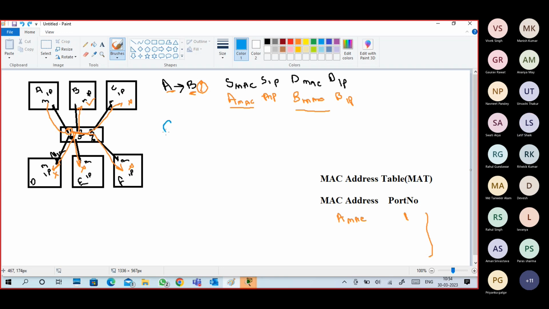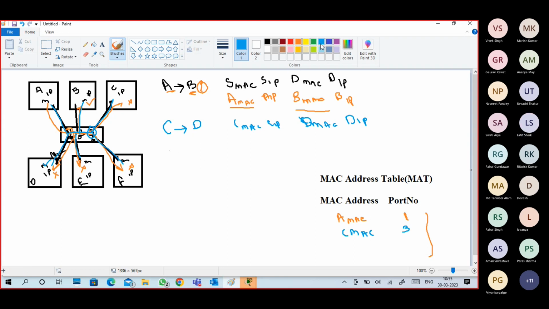Now we'll take another example. C wants to send a packet to D. C is here. So how is C's packet? C's MAC address, C's IP address as the source IP, D's MAC address as the destination MAC address, D's IP address. You send a packet. C is here, port number 3. The switch sees C's MAC address, so the switch understands the source MAC address is connected to port number 3, and immediately it creates this table entry in the MAC table. And where is D? D's information is also not there. So it will try to broadcast to everyone. D accepts the packet, the remaining drop the packet.